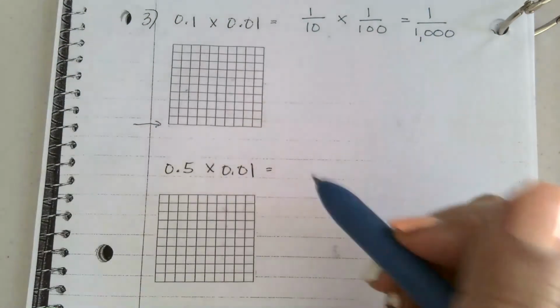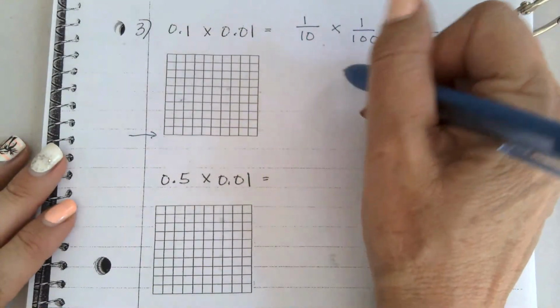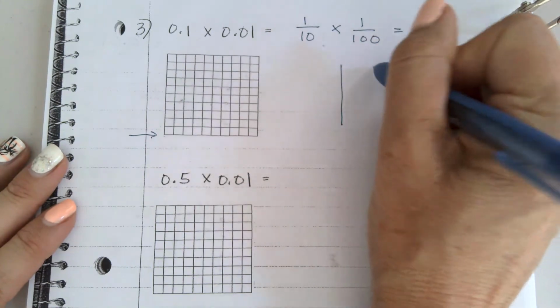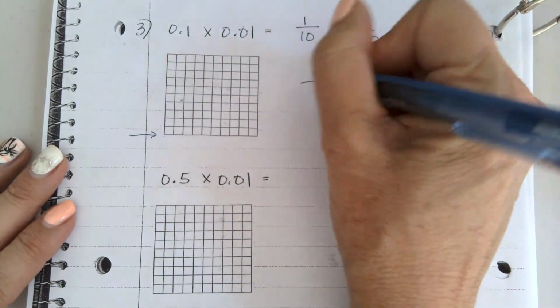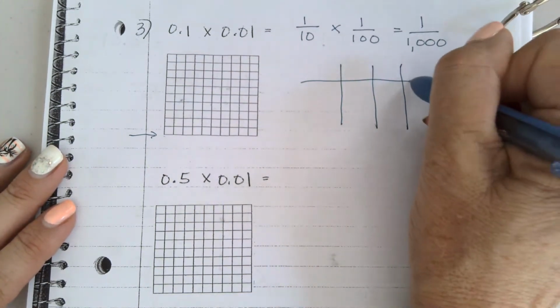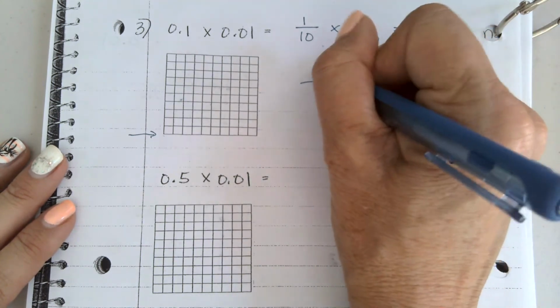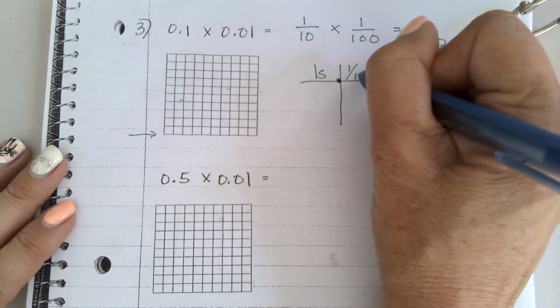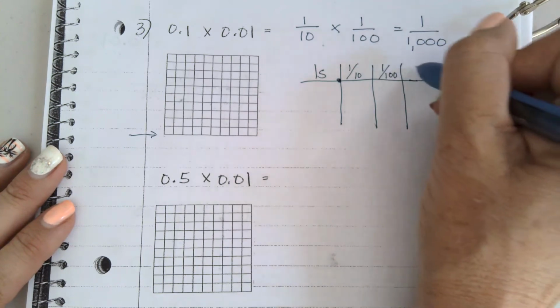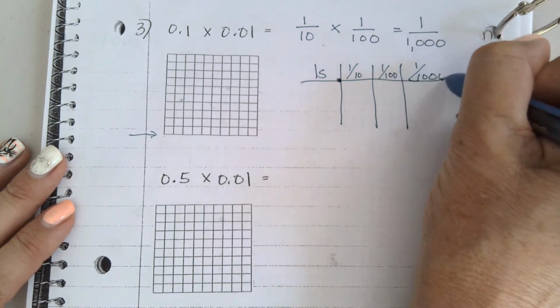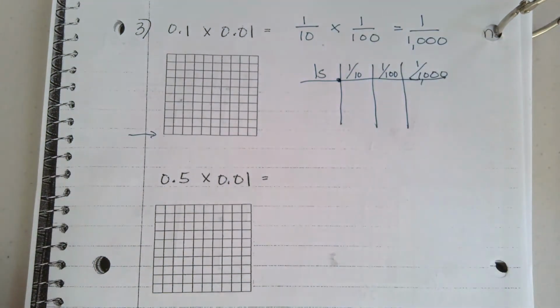So put 1/10 on the place value chart. Let's make a place value chart. Let's add another section. Those are ones, tens, hundreds, thousands, right? Okay, put 1/10 on the place value chart.